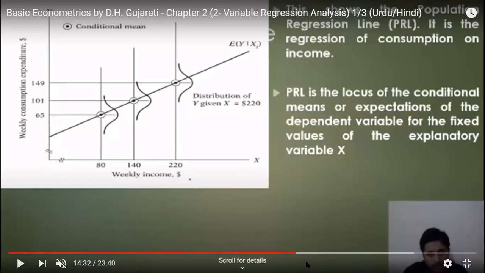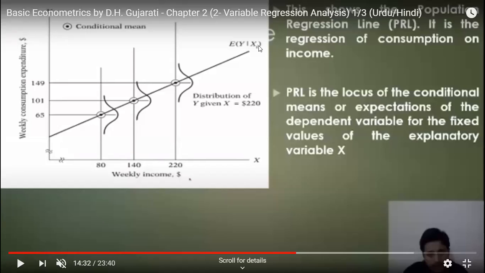So beta 2 is the slope of this line. How do you explain that? Like if income increases by $1, then consumption increases by beta 2 dollars. Wrong. We don't know about what's happening to individual consumption. You are losing the main point. The main point is if income increases, we don't know what's happening to individual people. What we know is conditional mean of consumption also increases.